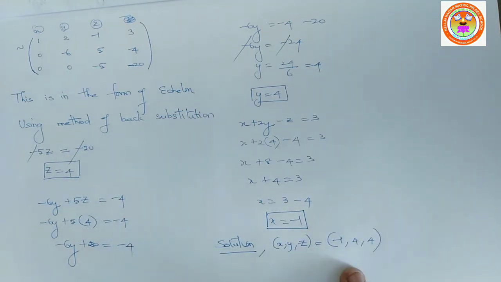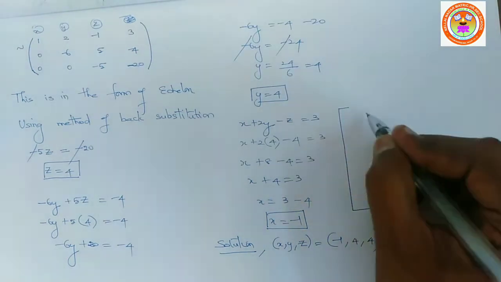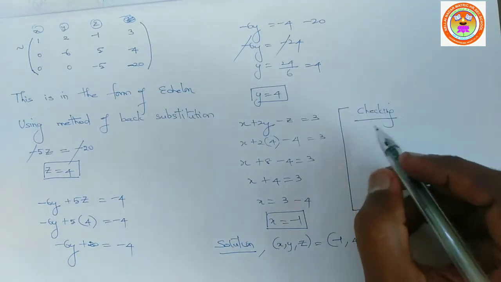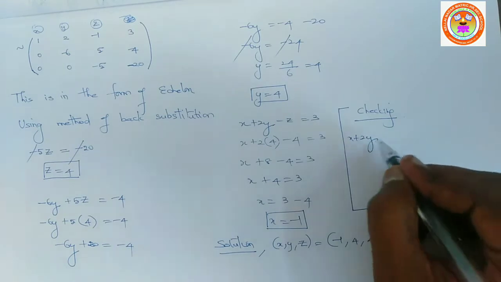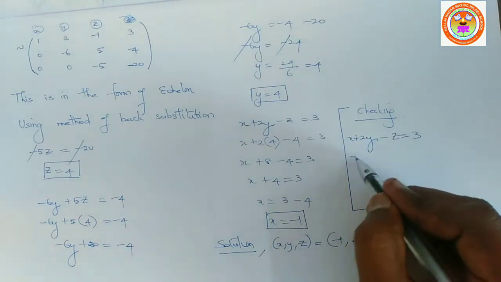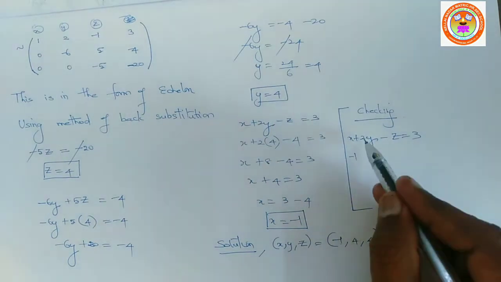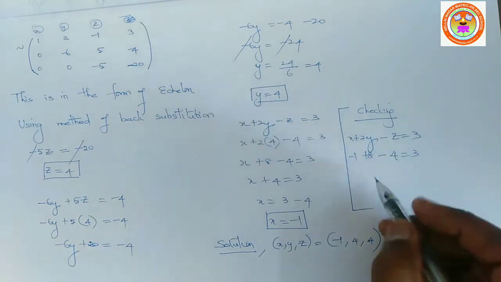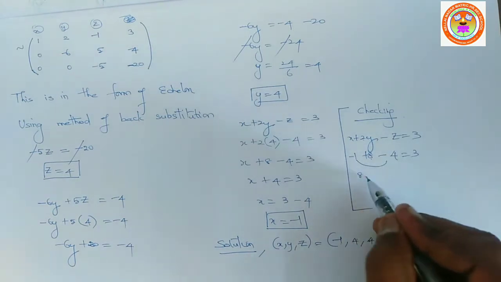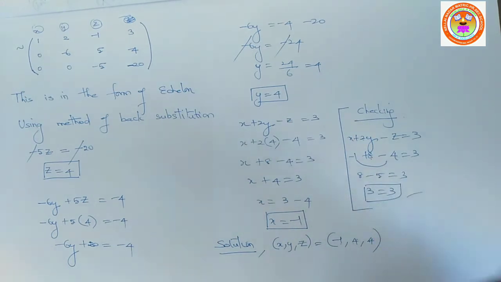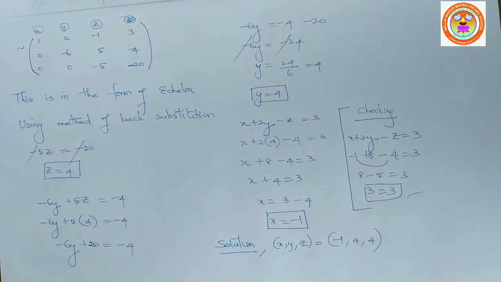If you want to check this answer, we can apply it in any one of the equations. For example, I am going to take the second equation, x plus 2y minus z is equal to 3. So apply x, y, z. x is minus 1, y is 4, therefore 2 fours are 8. z is 4, so minus 4 is equal to 3. 8 minus 1 is nothing but 8 minus 5, equal to 3. 8 minus 5 is 3, equal to 3. So the answer we got is correct.